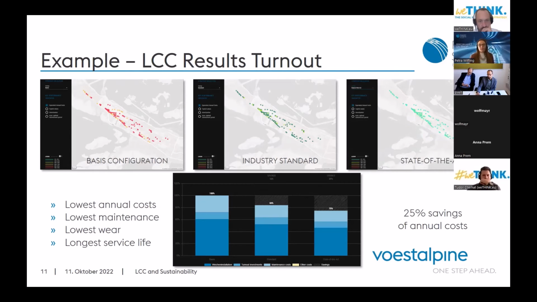And by using the state-of-the-art strategy, so with under-sleeper pads and explosion deep hardened crossings, you see all turnouts are marked in light green. So here we have, for the whole project and for all strategies, the lowest annual costs due to the longer service life and lowest maintenance. At least with this strategy, 25% of the annual costs can be saved.